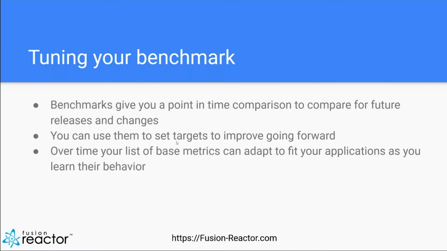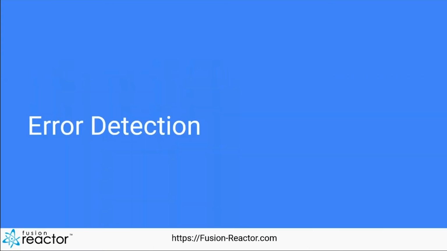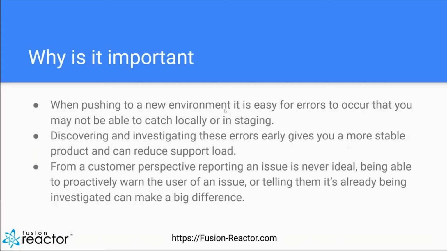So when you have your baseline metrics, what I then like to focus on is error detection. Error detection isn't always something people pay attention to, but I think it's really important, especially because when you do start pushing to new environments, it's easy for errors to creep into your code or your application. You might not be able to catch them locally or in staging because the data types are different or anything like that.